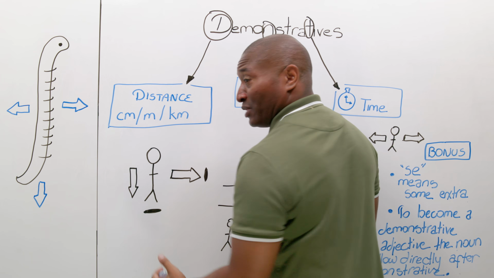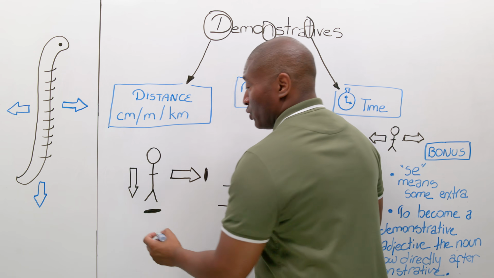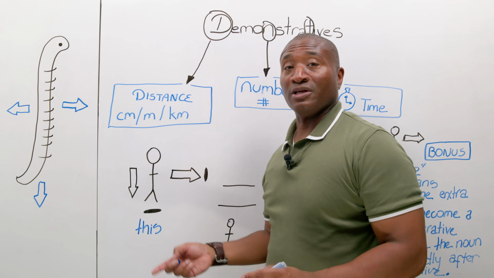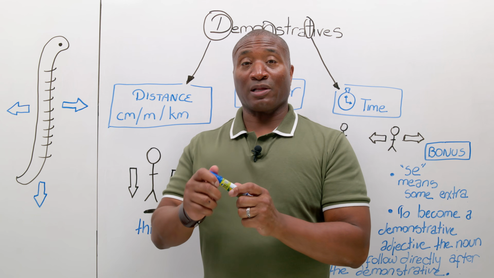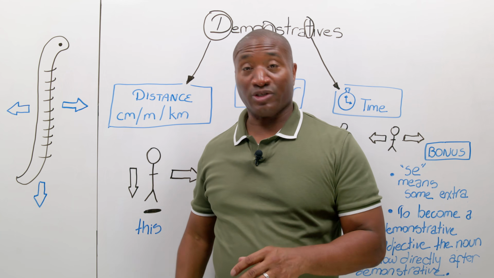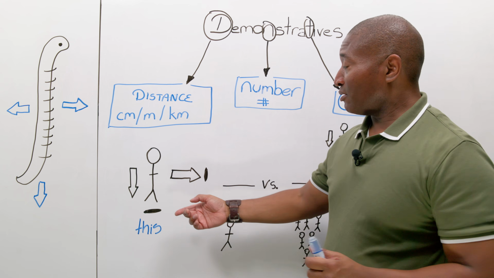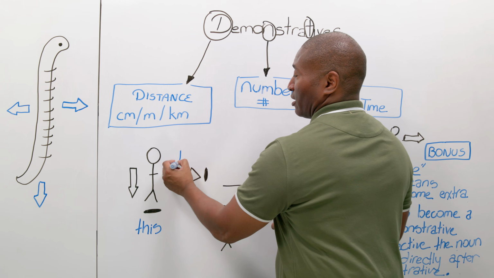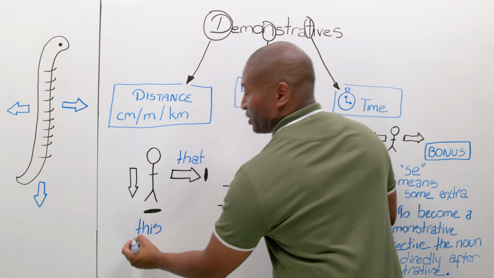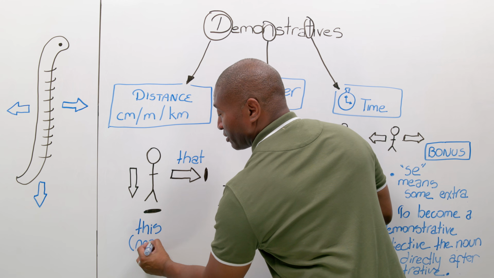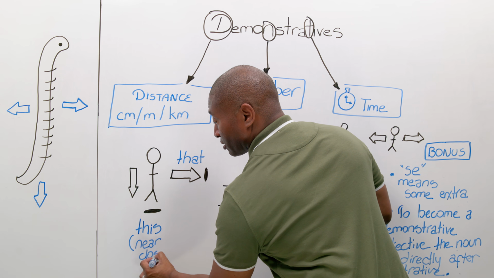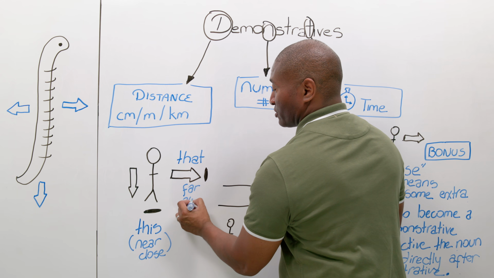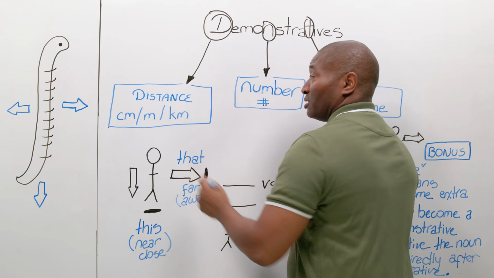Now, distance. If something is close to you, like right beside you, you're going to say this. Okay? Notice how the circle is underneath, so I say this pen. The pen is going to be close to me in my hand, or I can actually touch it, this. All right? Now, when I use the word that, it is far away. Notice the arrow goes away. That is that. So we can say this is for things near or close to us, while that is for things far or away from us. And that's how we use it in distance.